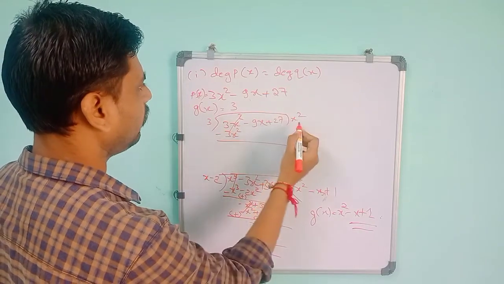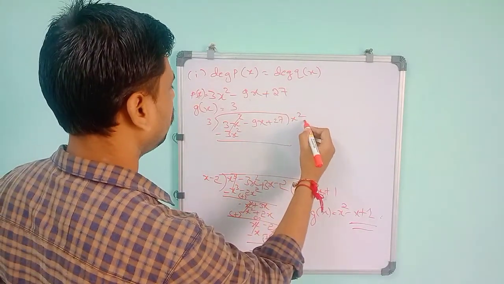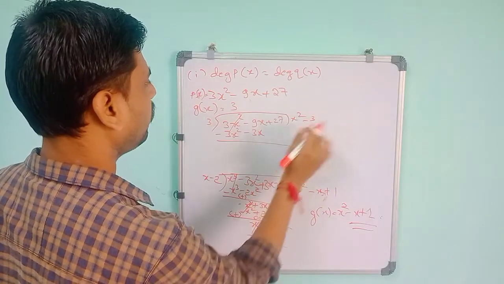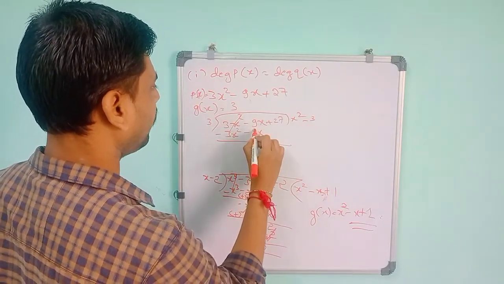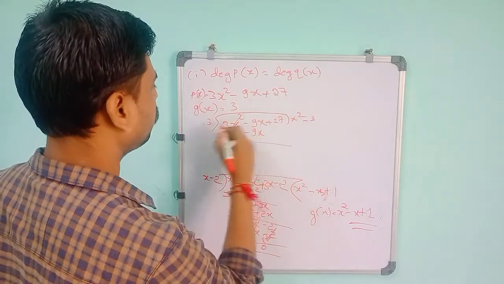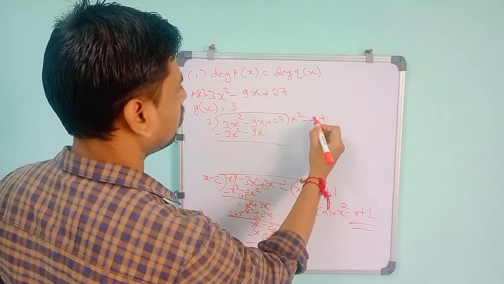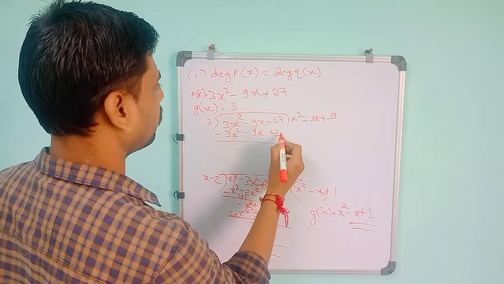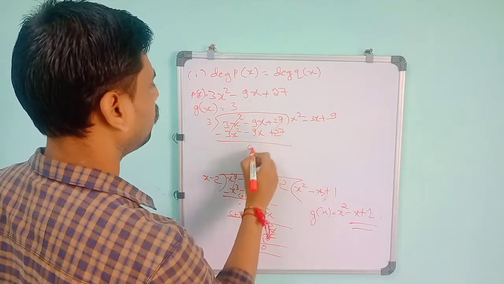Then 3 is there, minus 9 is there, minus 3x. 3 into 3, 9, minus 9x. Then plus 27 is there. So 3 into 9, plus 9, so it will become plus 27. So this will get done, so the remainder will be 0.